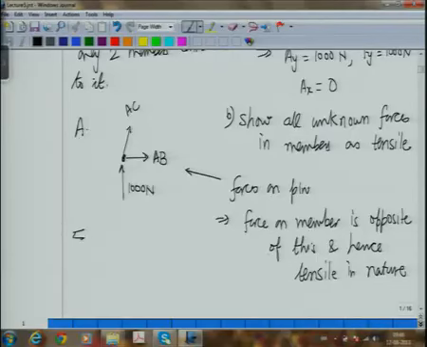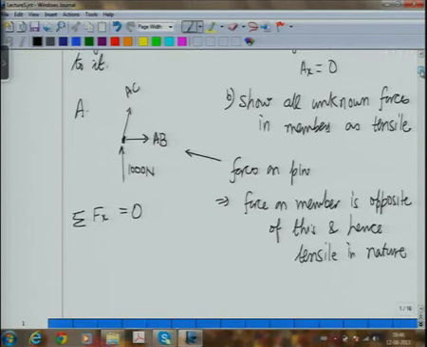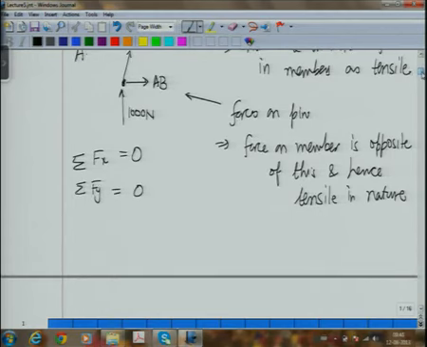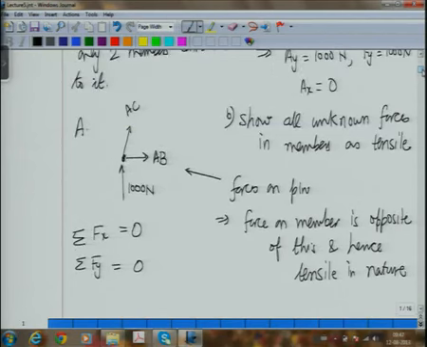Now on this, I do sigma fx is equal to 0, sigma fy is equal to 0. So first let's do sigma fy is equal to 0. So what I will get is AC cos 45 plus 1000 is equal to 0, where AC represents the force in member AC along its line of action.